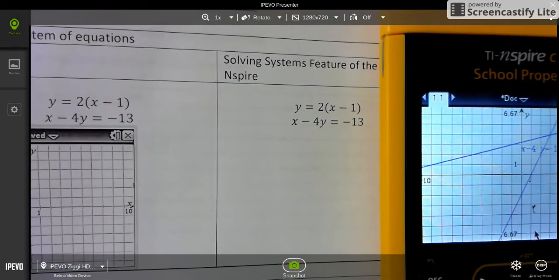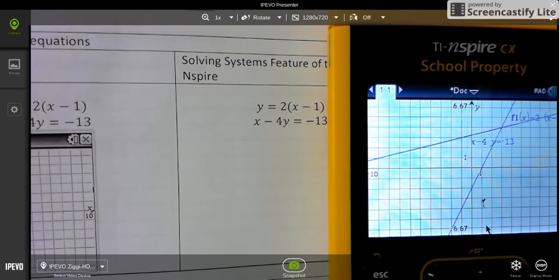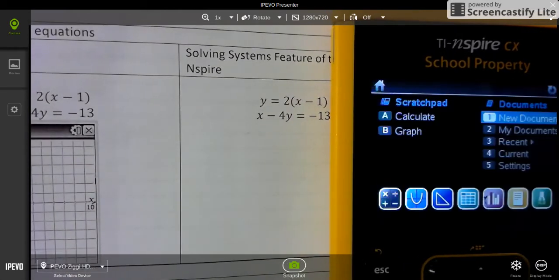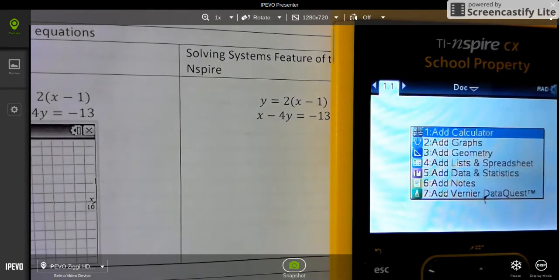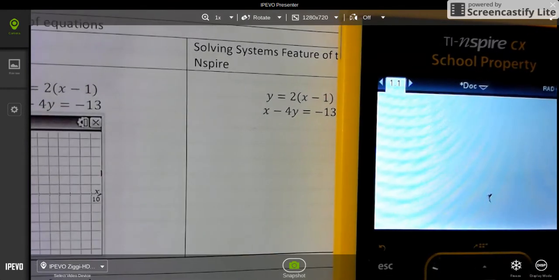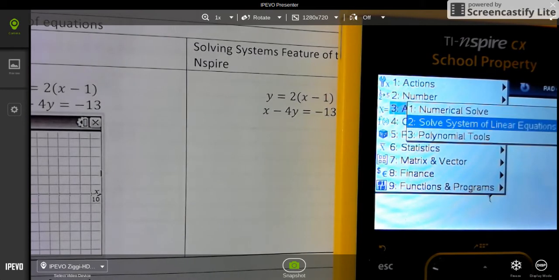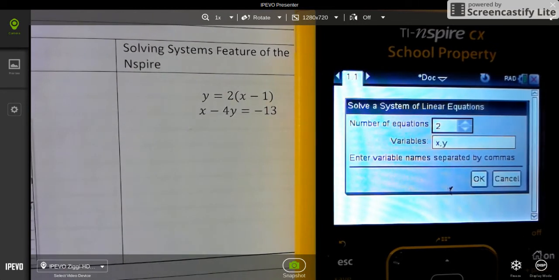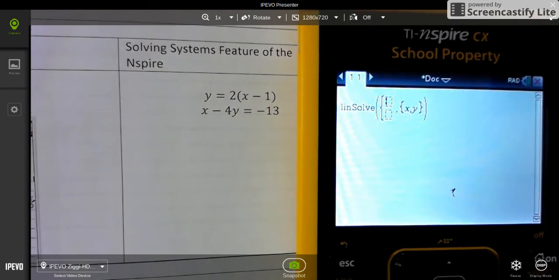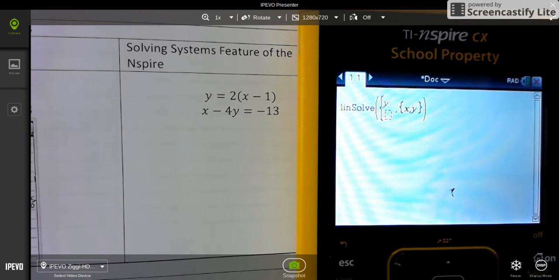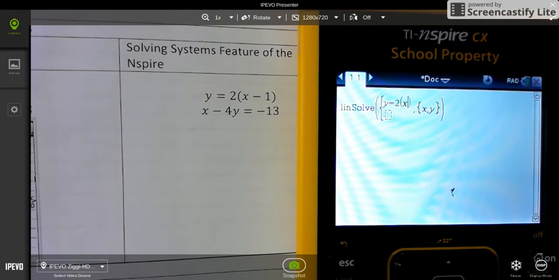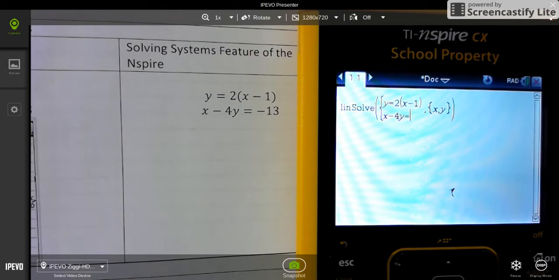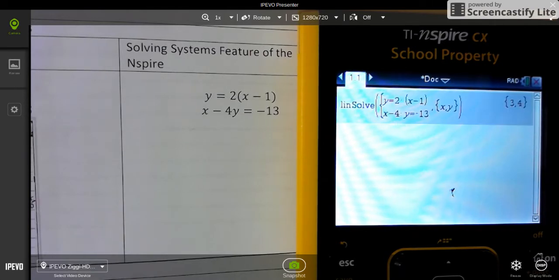Now to solve the system using the NSPIRE feature, we're going to go to On, New Document, No, Add Calculator, and then press Menu, Algebra, Solve System, and there's two equations using X and Y. Press Enter, and you're going to have Y equals 2 parentheses X minus 1 and X minus 4Y equals negative 13. And there's your solution using the solve feature in the NSPIRE.